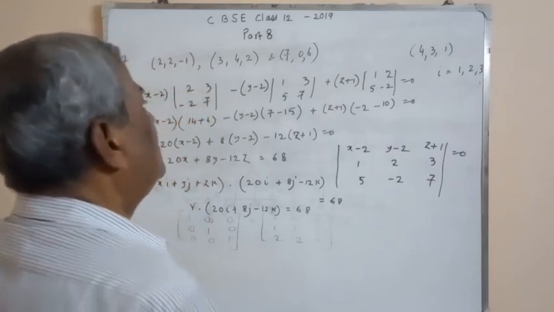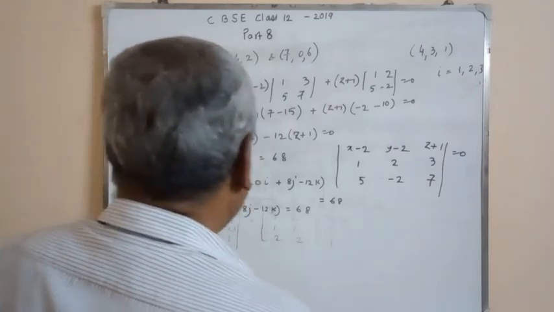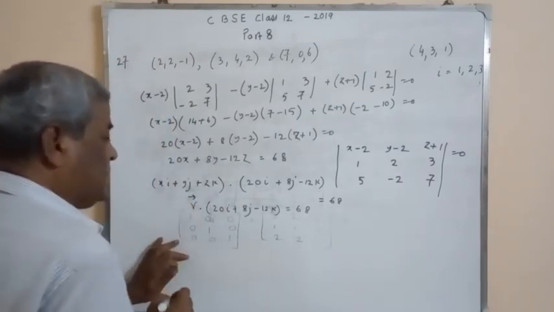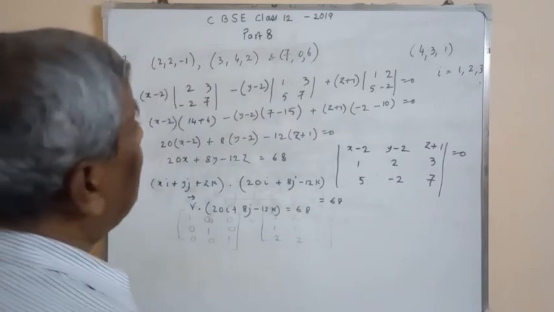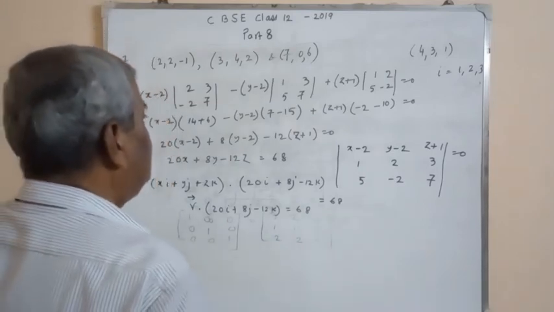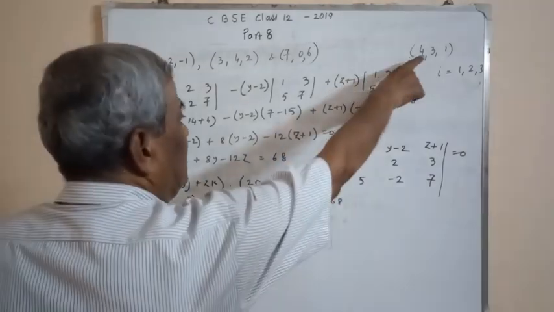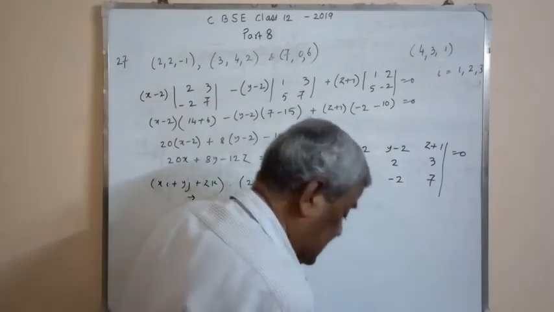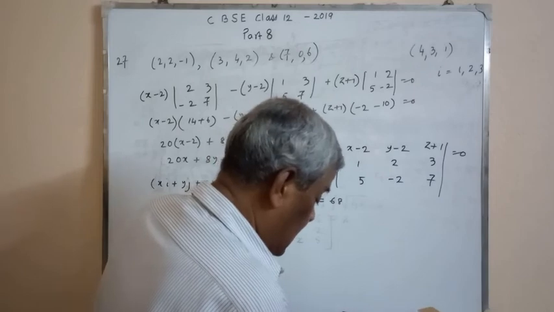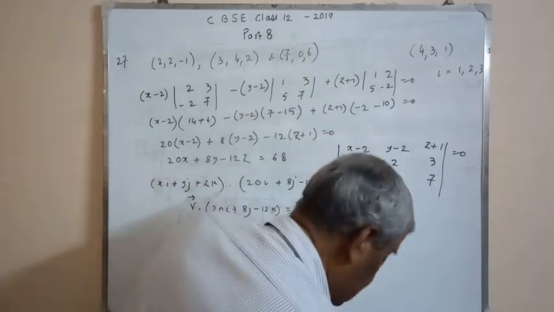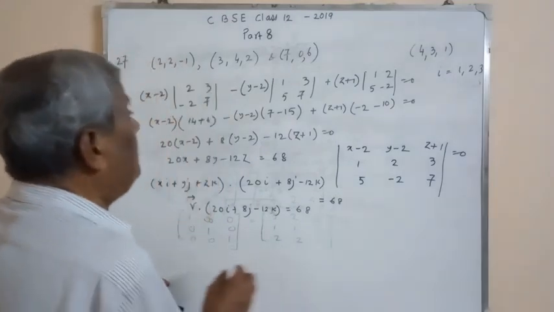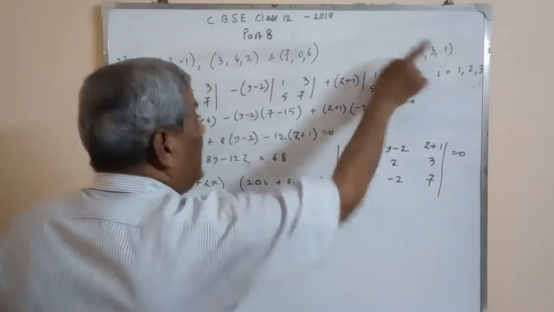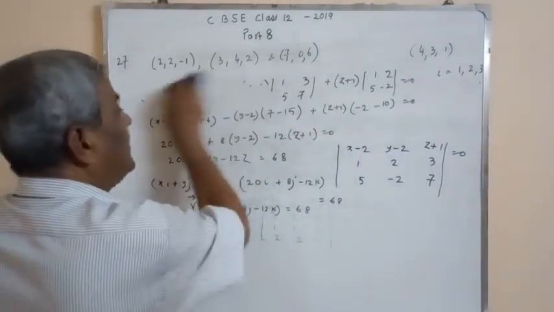So 2 parts completed. Next we have to find the vector equation of a plane parallel to that and passing through this point. We have to find the vector equation of the plane, parallel to this plane and passing through that point.